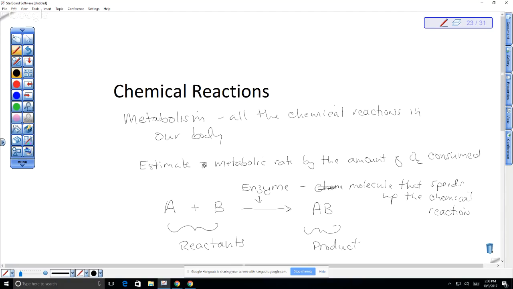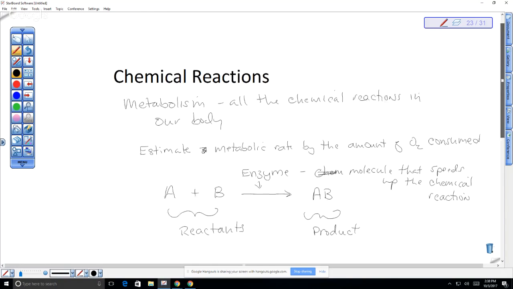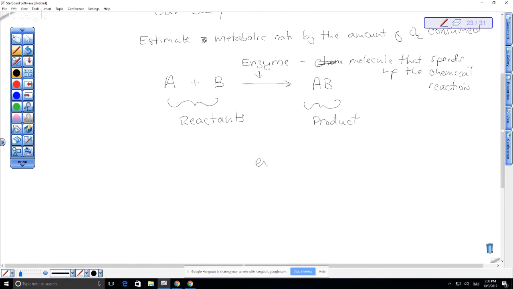Most of the enzymes in our body have an ending to them, which is ASE. So for example, one enzyme that we're going to look at is an enzyme called lactase. Whenever you see ASE, that is an enzyme. However, there are some enzymes that don't end in this.